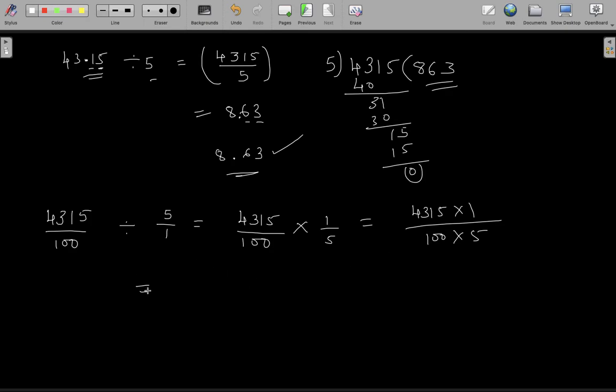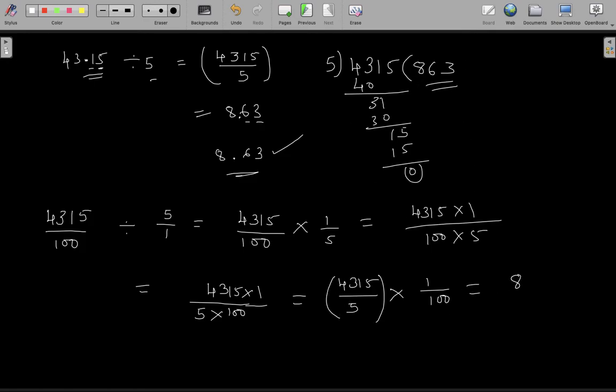Now multiplication is commutative, that is 100 times 5 is the same as 5 times 100, isn't it? It is the same as 5 times 100, and for 4315 this will be 4315 times 1. Now I will write it as 4315 divided by 5 multiplied by 1 by 100. So I am actually doing 4315 by 5. What do you get here? It is 863. 863 multiplied by 1 by 100, which is 863 upon 100, which is 8.63.